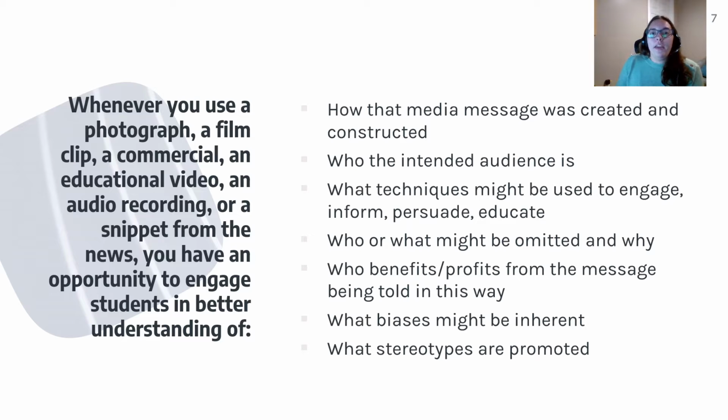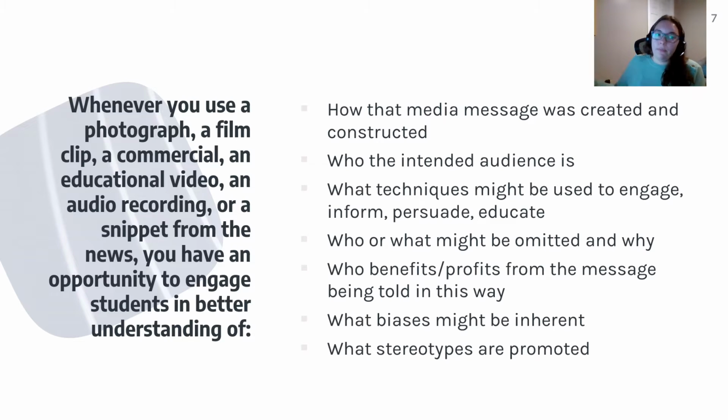So to include media in the curriculum, whenever you use a photograph, a film clip, a commercial, an educational video, an audio recording, a snippet from the news, you have the opportunity to engage students in a better understanding of a bunch of things. So here's the list of all those things that you will be helping your students understand whenever you include a piece of media in your teaching. Don't miss the opportunity to ask some of these questions.